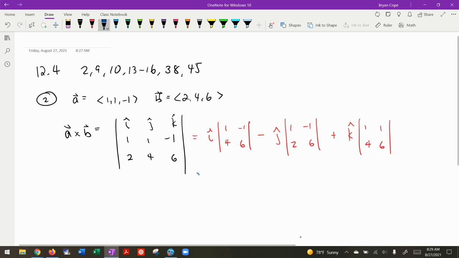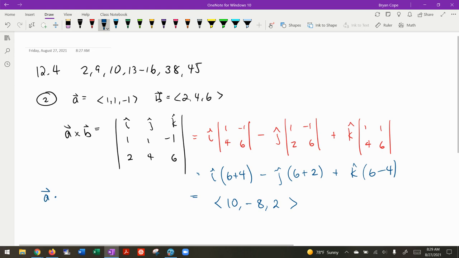Okay, so we've got i times 6 plus 4, minus j times 6 plus 2, plus k times 6 minus 4. So our cross product is 10, negative 8, 2. And we're going to confirm, that's what the directions say, verify that it's orthogonal to both a and b. So if I take a dot, why don't we call this thing c? A dot c, that's 10 minus 8 minus 2, which is 0, so that checks out.